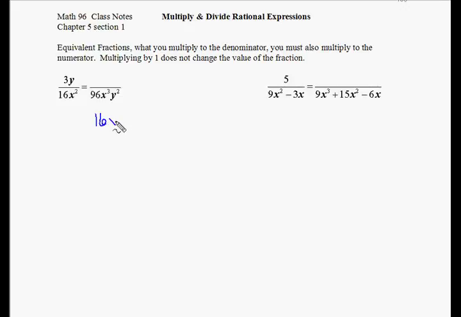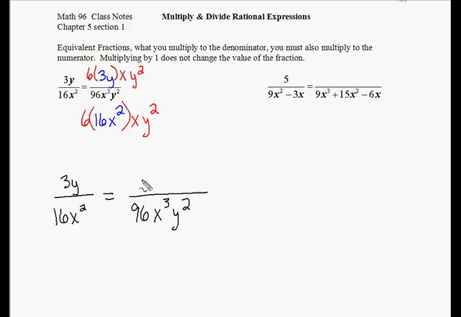We'll first look to see if the 16x squared exists in this new denominator. And the 16x squared is being multiplied by 6 and an x and a y squared. So our original 16x squared, to turn into 96, had to get multiplied by 6, also multiplied by another x, and this y squared. So that's what we need to do to the numerator. We'll take the original 3y and multiply it by the 6 and the x and the y squared.